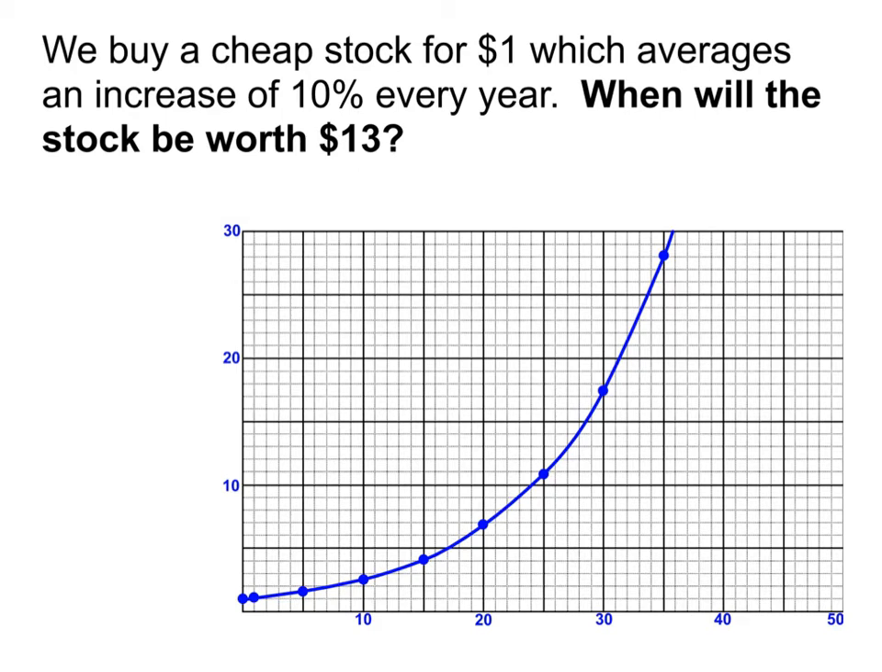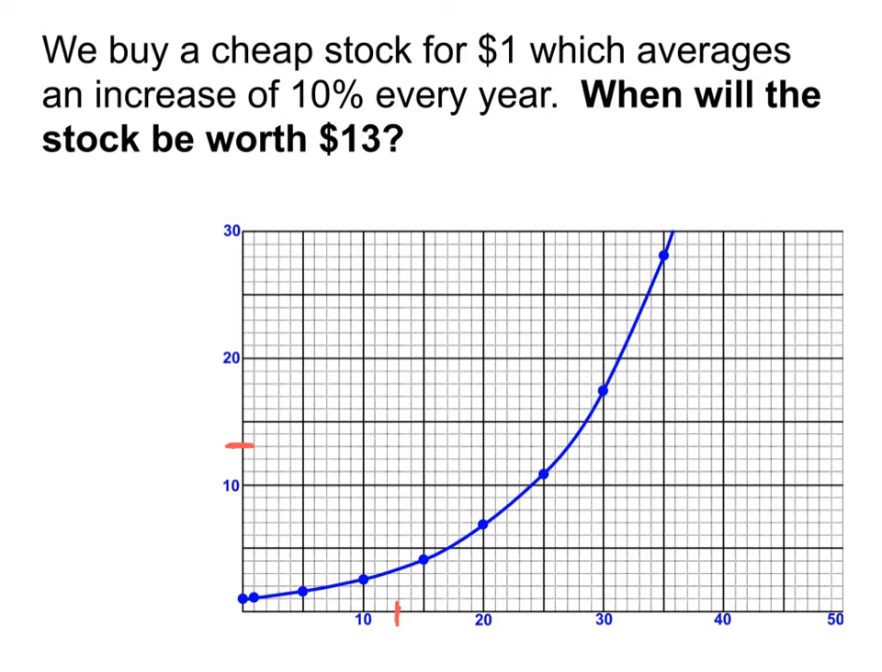So we're looking to see when the stock will be worth $13. Now we can use our graph to figure that out, but there is a potential pitfall here. Some people will be looking for when this is 13 down here, and others will be saying when is this 13 here, because it doesn't say when x is 13 or when y is 13. So there really is one more step we should probably take with our graph.